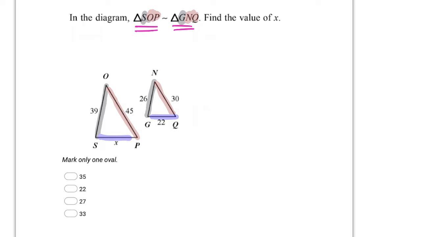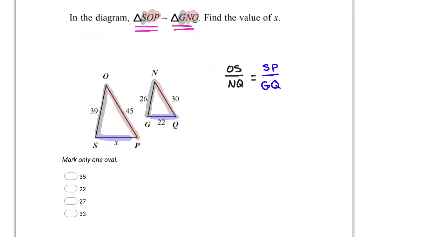So the grays have to be in the same proportion as the reds as the purples do, or bluish colors do. So it doesn't matter how you set up your ratio here. I'm going to set up OS, the first gray one, to the small gray one, GQ, so big triangle's gray side to little triangle's gray side has to be equal to big triangle's purple side, SP, to little triangle's purple side, GQ.